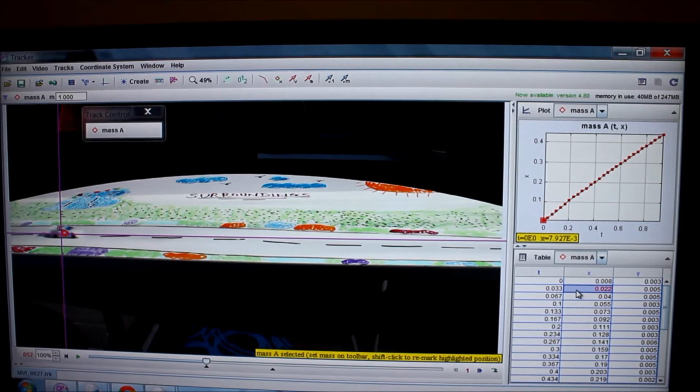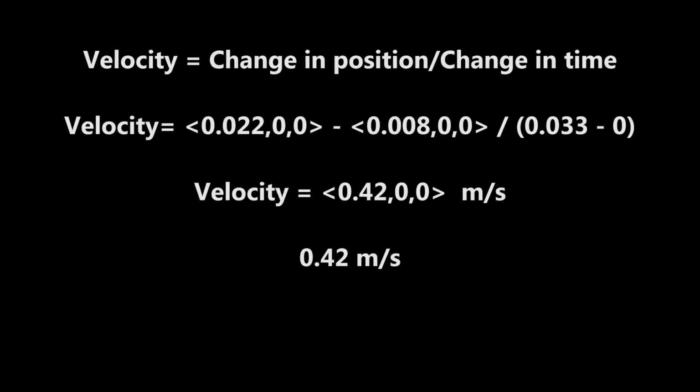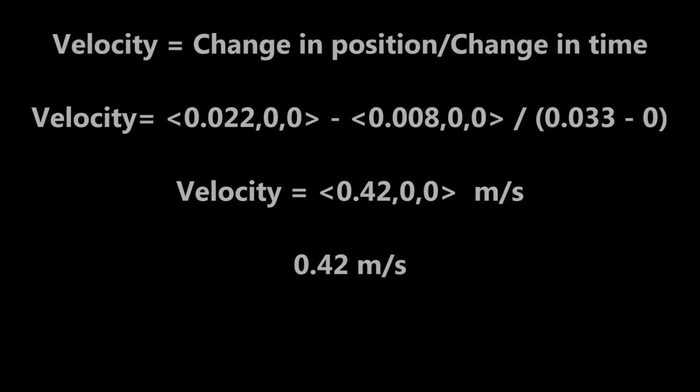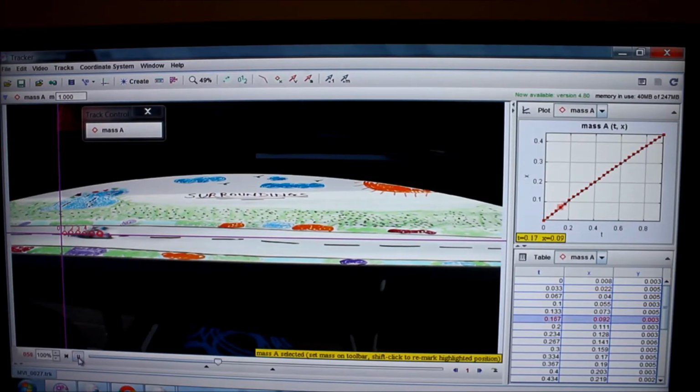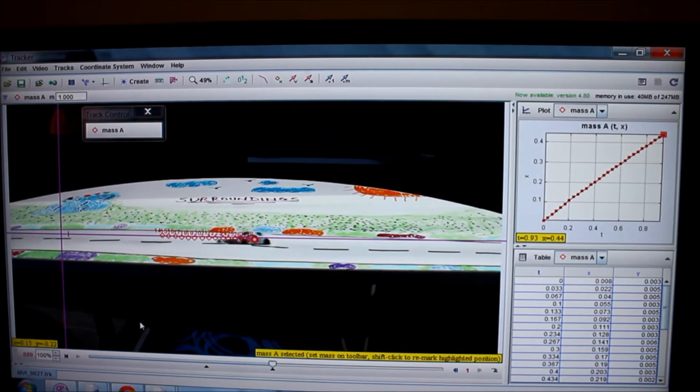With the formula delta v equals delta x over delta t, which is the change in position over the change in time giving you your velocity, I found our velocity to be 0.42 meters per second. Let's go ahead and look at how the video looks. Last, before we leave tracker, let's note down the last recorded time, which was 0.934 seconds. We're going to need that in our code for Python to let the program know when to stop.